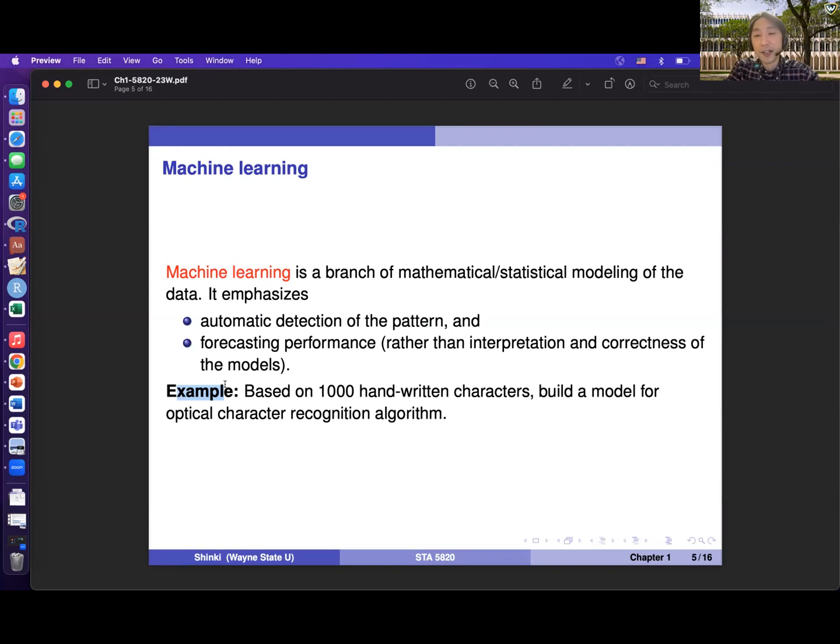So this is different from, for example, models in economics. For example, whether the unemployment rate matters for inflation. So we have two specific variables which have a lot of context, and the significance of the coefficient is very important in economics, for example. But the machine learning model is more towards automatic detection of the pattern.